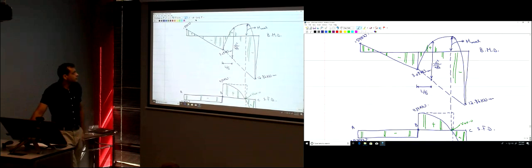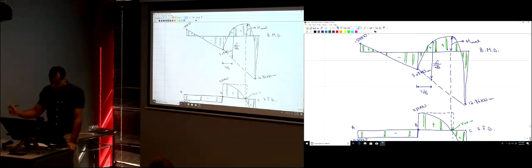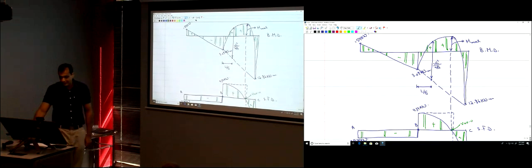So this is the shear force diagram. And the bending moment diagram, I just need to fix this here now. The hatching would look like this. This is positive, and this is negative. Any question?